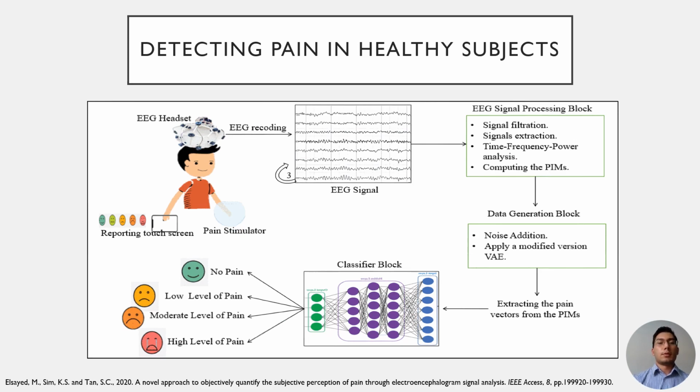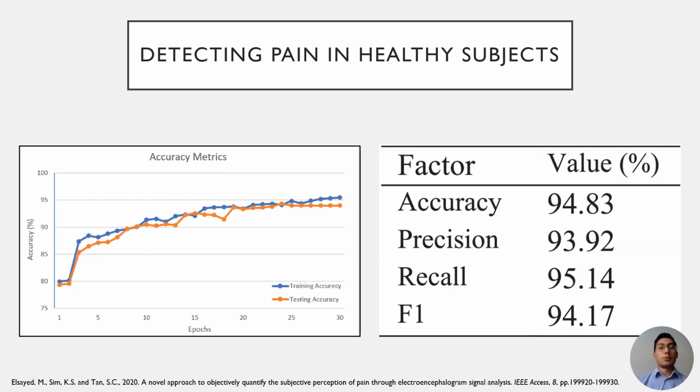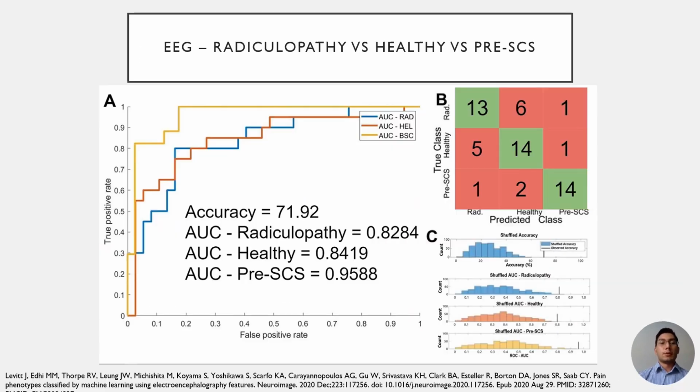Using these data, researchers were able to train a neural network that could correctly guess when the patient was experiencing different levels of pain. As you can see, the results they achieved are truly remarkable. Accuracy of almost 95% and F1 score of 94%. This serves as proof that EEG signal has information about the pain the human is experiencing.